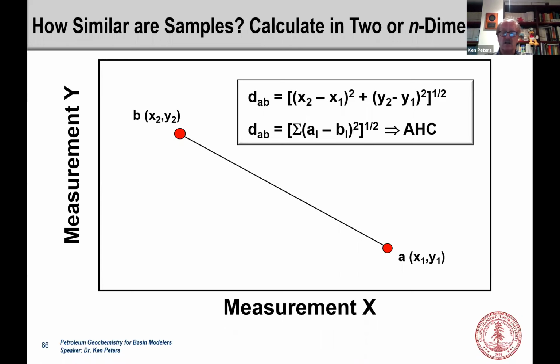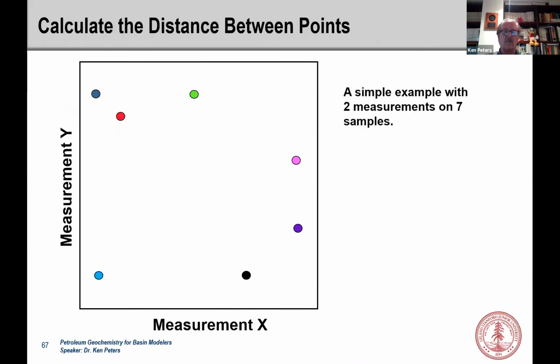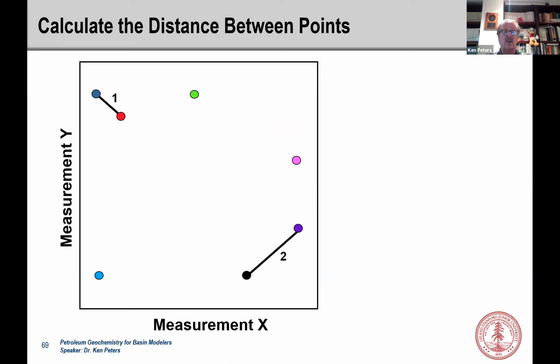Let's do this. Let's measure this for a number of samples now. Here's a simple example with 2 measurements on 7 different samples, okay? So what are the 2 most closely related samples here? This is a little chemometrics here, basically multivariate statistics. Well, there they are. So we can measure that distance, right? We have X and Y. We know what Z is then.